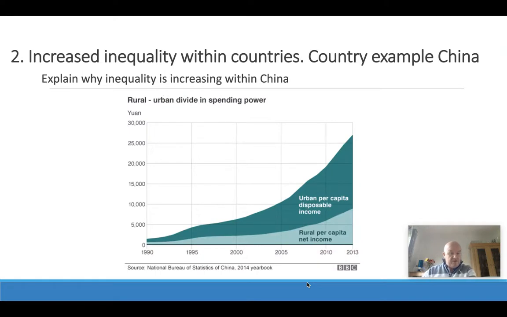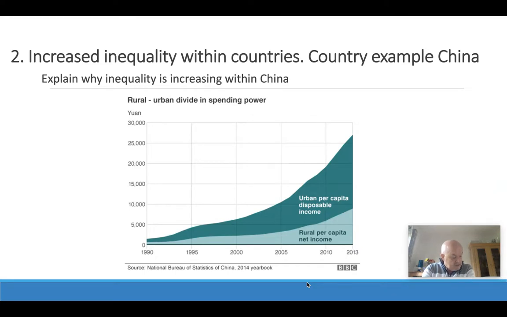Second one is increased inequality within countries. There is an example, again using China, trying to explain why the inequality is increasing within China, although, as we've heard on numerous occasions, there are so many fewer people now in absolute poverty, partly due to the industrialization and globalization. However, there is still significant inequality.